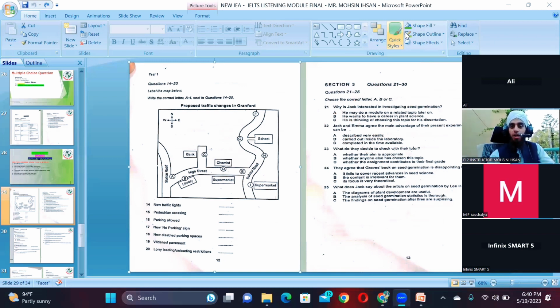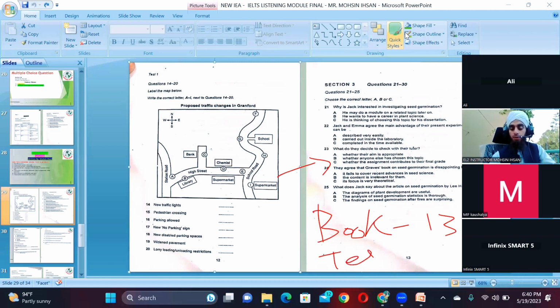Okay, let's go through another one, and I expect the right answer. I'm making it easy, right? And the same test, if you want to have it from YouTube, book 13, IELTS listening test 1. This is from book 13, test 1. Okay. Understand the question and then decide.